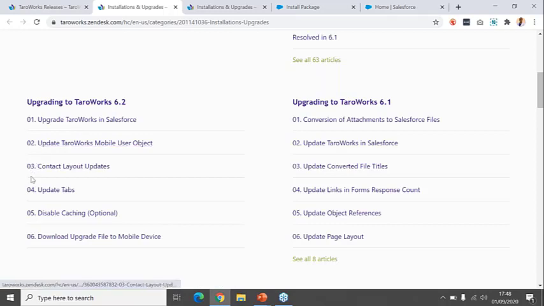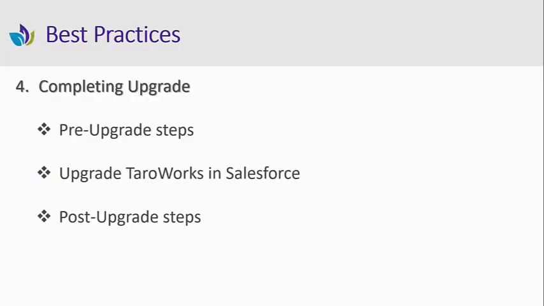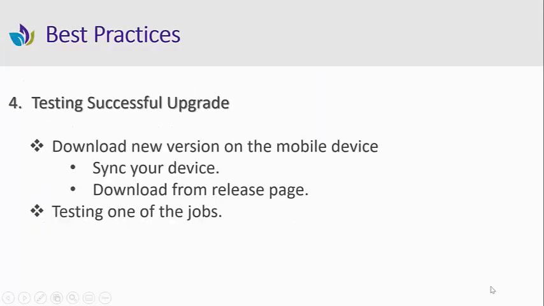The other post-upgrade steps will be updating the TaroWorks mobile user object, updating the contact layout, updating the tabs, and then also disabling caching. Then the last step is to download the upgrade file to the mobile device. This is now downloading to upgrade TaroWorks in your mobile device, and that takes us to our next best practice, which is testing a successful upgrade.